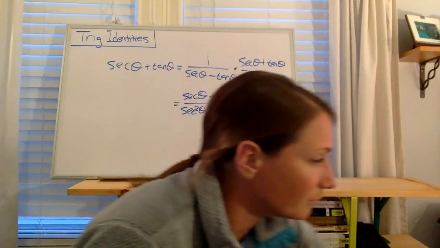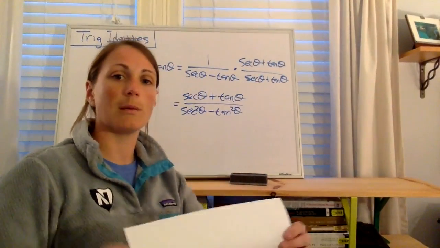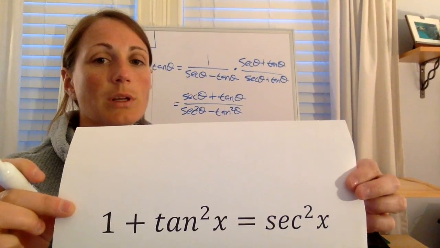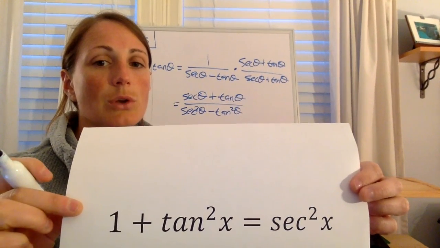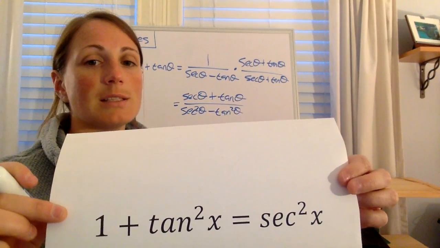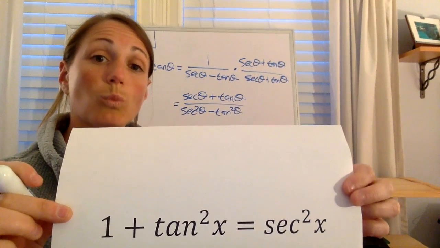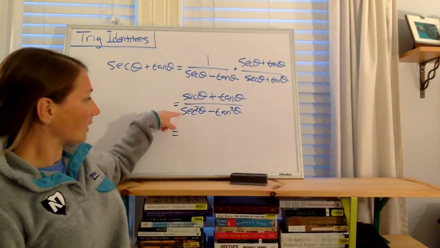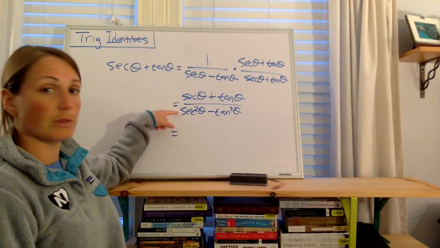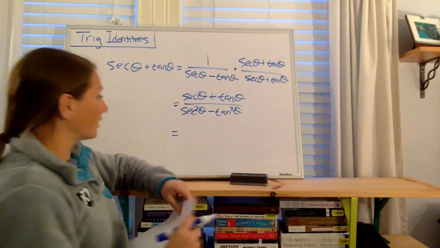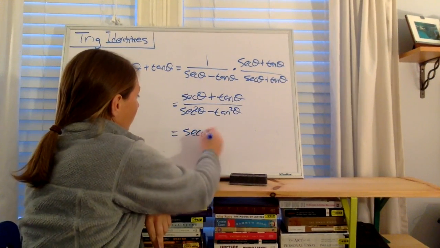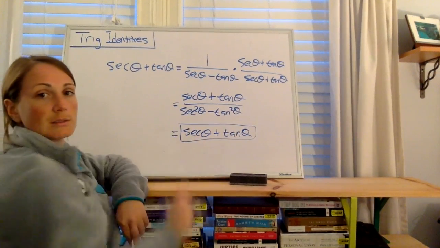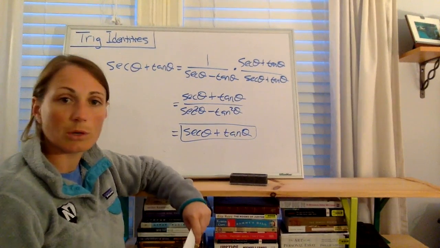And now, here's an identity that comes in handy. I've got 1 plus tan squared equals secant squared. So secant squared minus tan squared then is equal to 1. So I can spot the identity that is useful in this case. And then I can simplify the numerator to be 1. So this is secant theta plus tan theta. And there we go. That is the left side of the equation, so we've shown that they're equivalent.